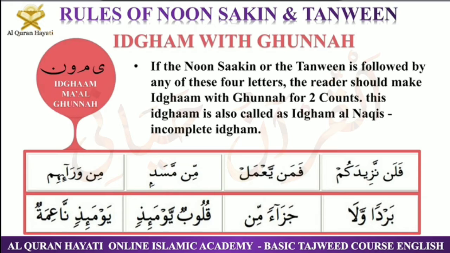Alhamdulillah. Now I'll read all these words. Here you can see these are the examples of noon sakin, and here in the second line there are the examples of tanween. When noon sakin is merged with noon, then we'll have to do gunna for 2 count. Falan nazidakum. Here noon sakin is merged with ya. Faman ya'mal. See, the sound is a bit different.